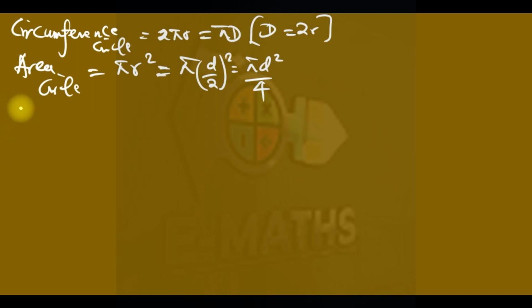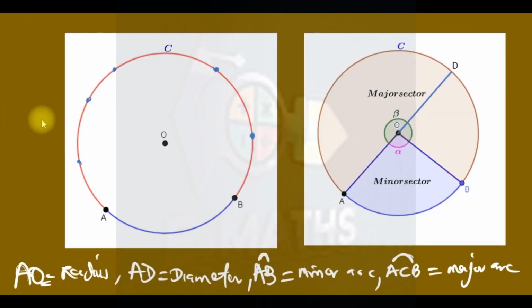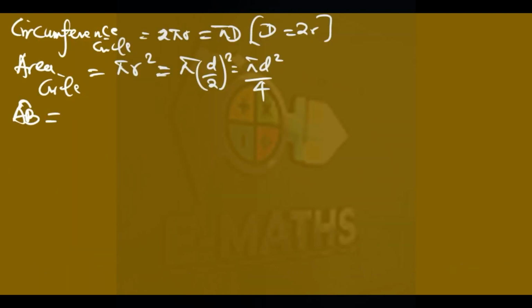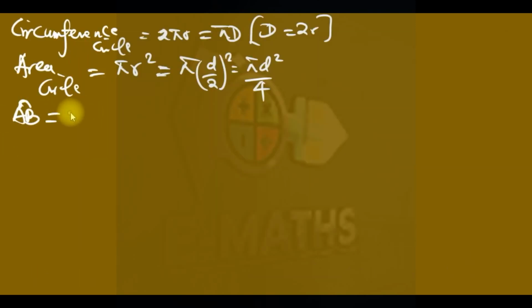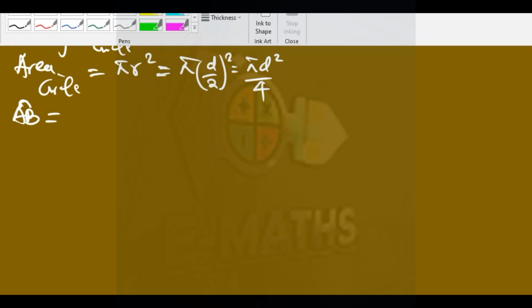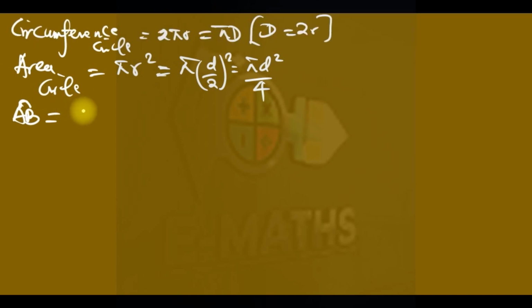And since arc, length of arc now, arc is a portion of the circumference. So we now see that since the angle formed by this minor arc is alpha, the length of arc is alpha over 360 times 2 pi r, just a portion of the circumference. So that's for arc AB.